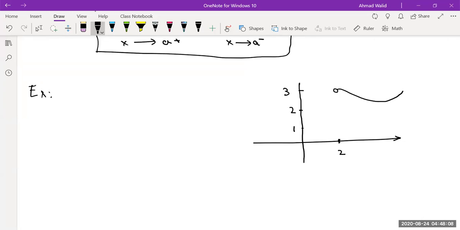I have part of the graph here, and whatever the shape is, the shape is not important. This is the shape of the graph, and here is 2. The question is asking you, for example, this function is g of x. They are asking you, find the limit of g of x as x approaching to 2.